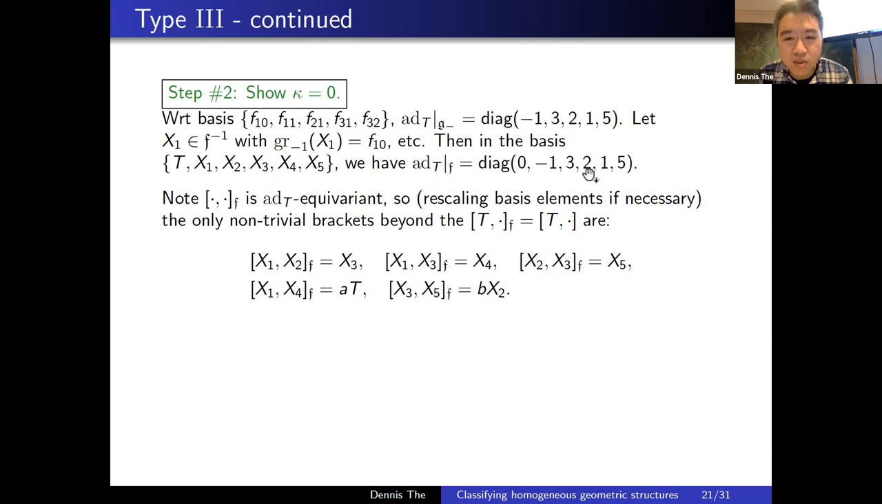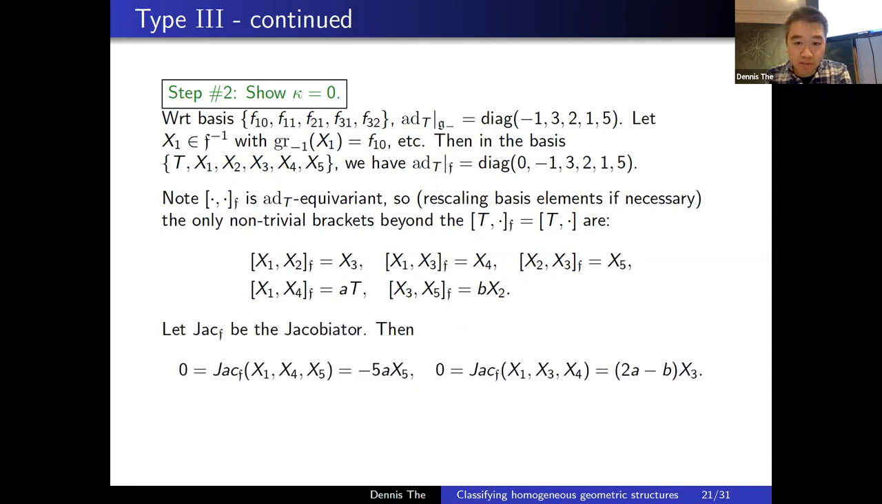Sorry. So I think I might have stated this wrong here. Sorry, two. This should be four. Yeah, this should be four. So two, one, and then three. Sorry about that. Okay, so the Lie algebra F, this is what it has to look like.